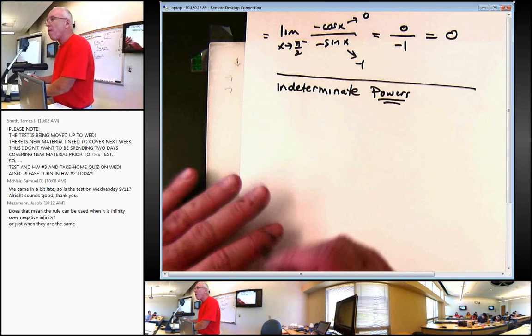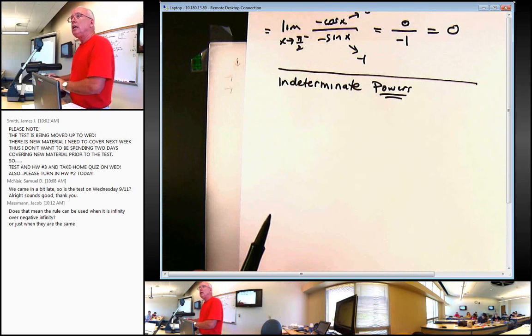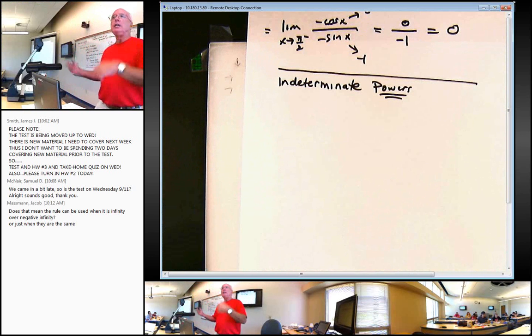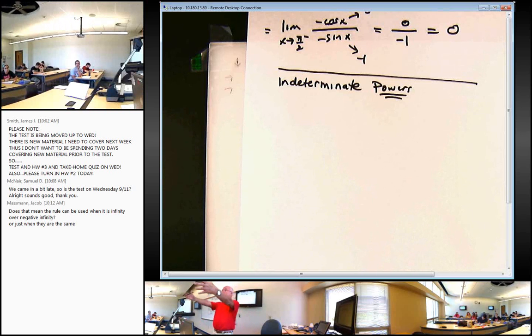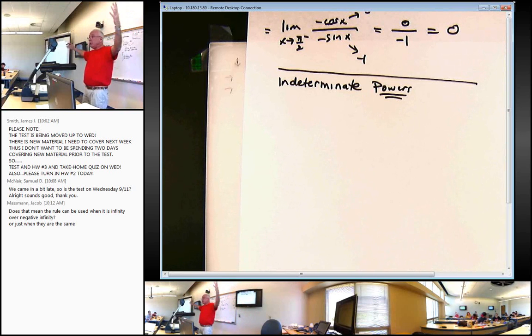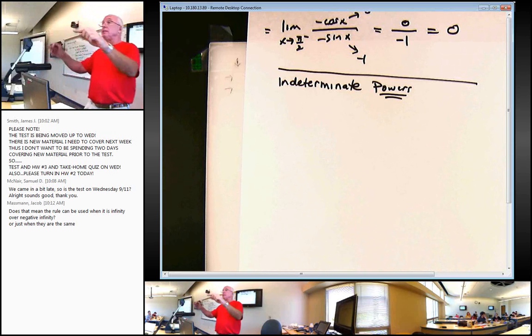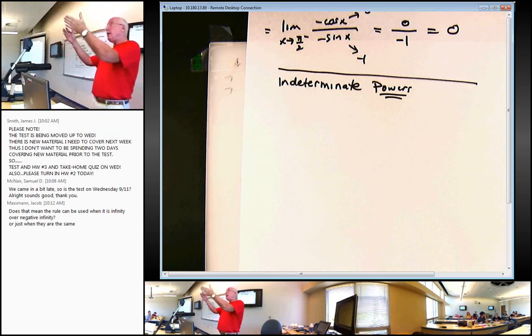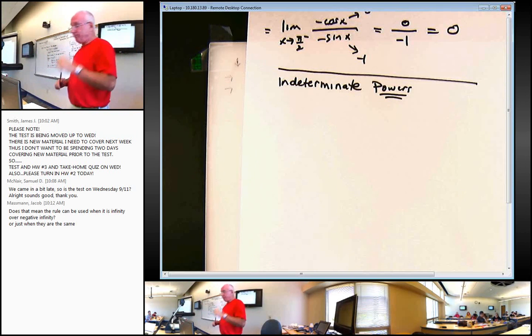Hold on, do you have any of those? Do you ever have additions? No. Infinity plus infinity is infinity. If something is really big plus something that's really, really big, it's going to be really, really big. It's only when you have the difference, infinity take away infinity, that things can get screwy.